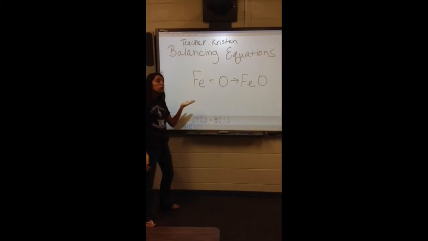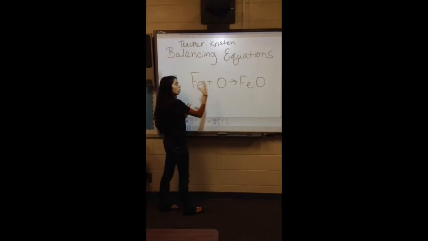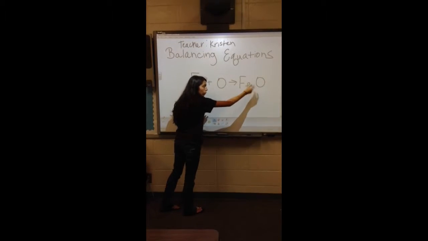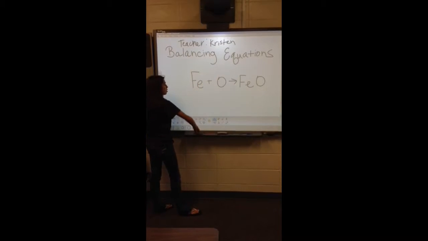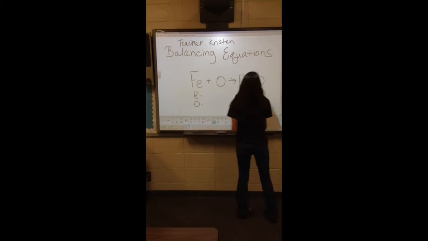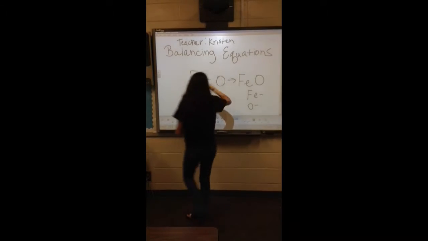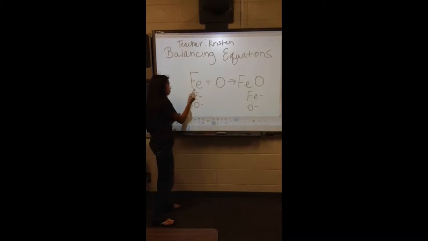When you have a chemical equation, it's like a recipe. If you have one egg and one milk, it's going to come out one egg and one milk. So what we're going to do is put our things on each side and see how many are on each side to make sure they are balanced.